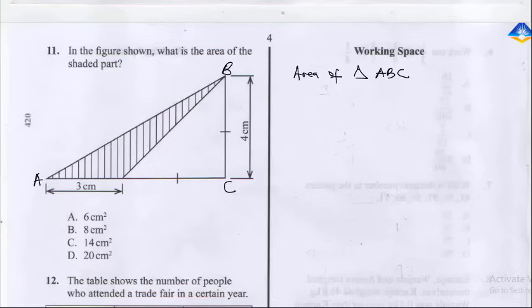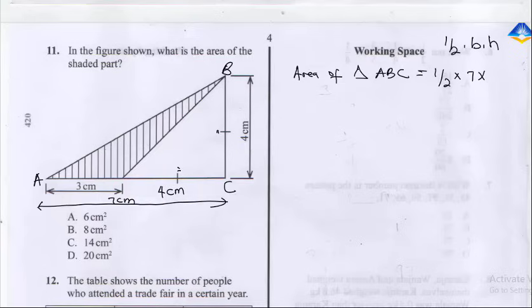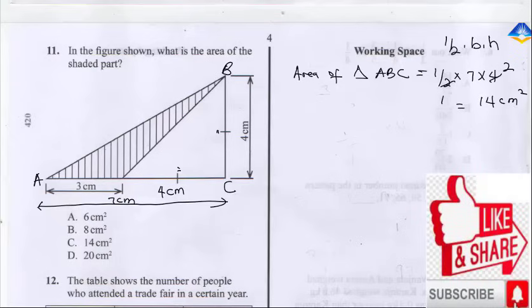Now notice this place is 4, here is 3. Now here is not given, but because of this sign here, that means here it's 4 cm. So that means the total length of this triangle is 3 plus 4, that will give us 7 cm. So our area of triangle ABC will be, remember your triangle is half times base times height. So it's going to be half times 7 times 4, and that's going to give us 2 here, 1 is 2. So this is going to give us 14 cm squared.